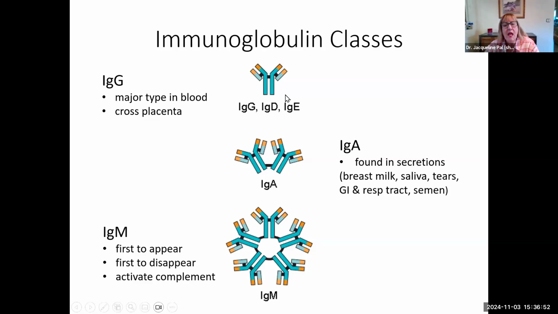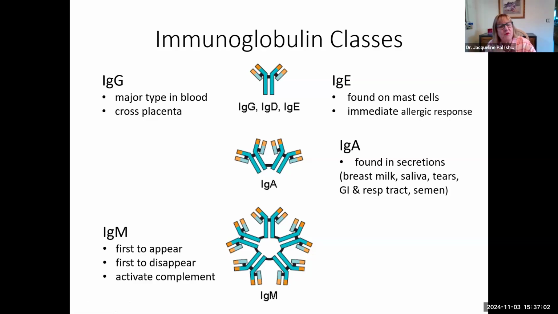The last one I want to talk about is IgE, because IgE is found on mast cells. Do you remember which of the five white blood cells, when it goes into tissue, we call a mast cell? It's the one that's filled with histamine granules because it's going to give us an allergic response. So if you don't know, please stop and remember which one it is. IgD, I'm not going to talk about in this course. So you can just kind of ignore it, as far as we're concerned.